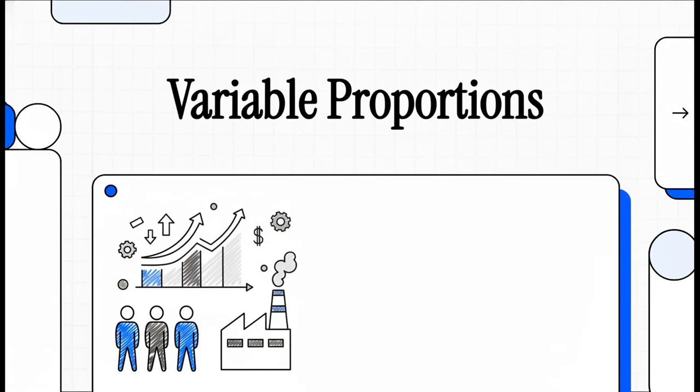Welcome back, everyone. Today we've got a truly fantastic explainer lined up for you. We are going to deconstruct the absolute cornerstone of short-run economics. Okay, let's dive into this. It is a masterclass on the law of variable proportions.